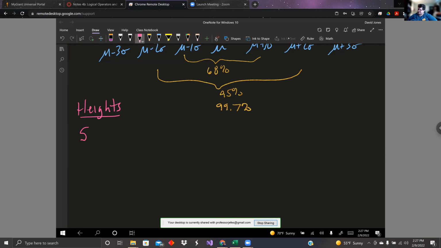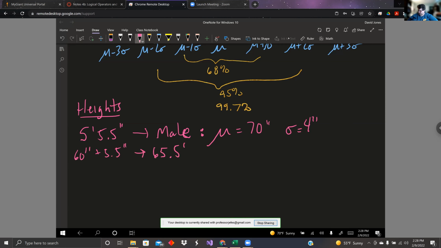Now I am 5 foot 5.5 inches. That half inch is very important to me because I am on the low end of the spectrum as a male. You get varying amounts depending on where you look, but a common thing is showing that the mean is 70 inches with a standard deviation of 4 inches. Well, what is 5 feet? 5 feet is 60 inches because 12 inches a foot. Add the 5.5, I'm at 65.5 inches.